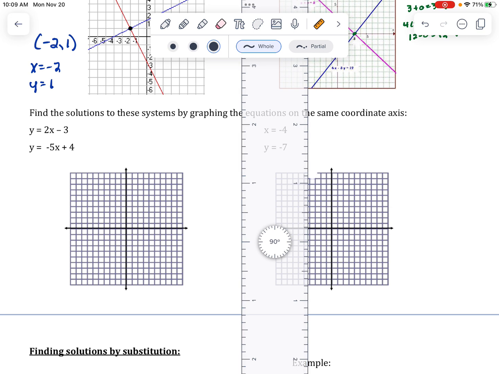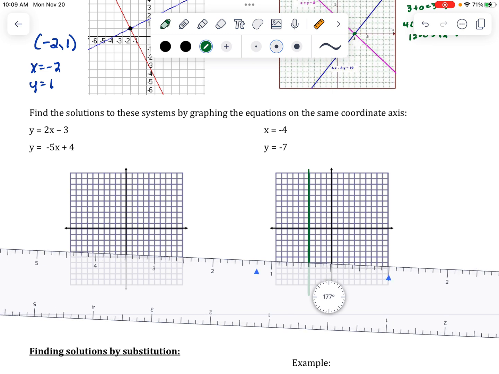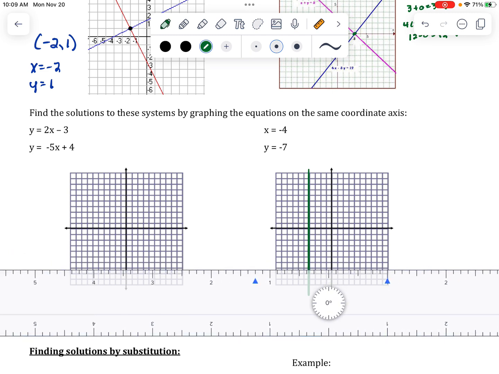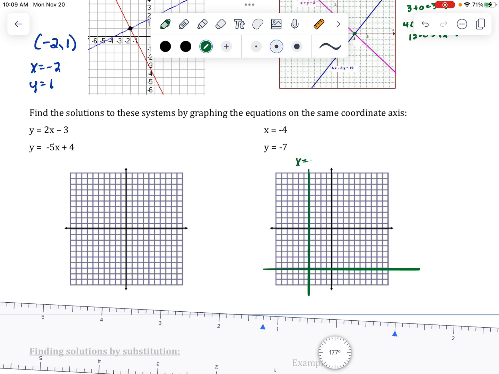1, 2, 3, 4. Here's x equals -4. And y equals -7. So x equals -4, y equals -7. What's the point that's in both lines? (-4, -7). That's the solution to my system.